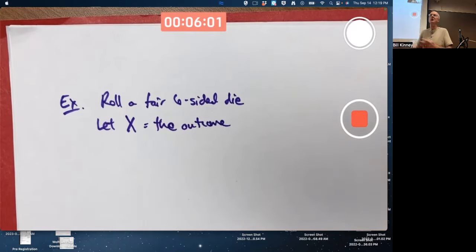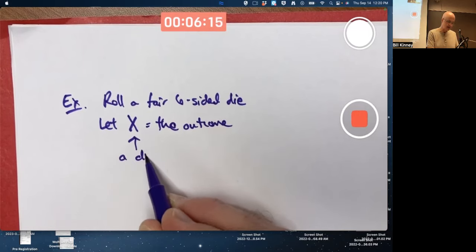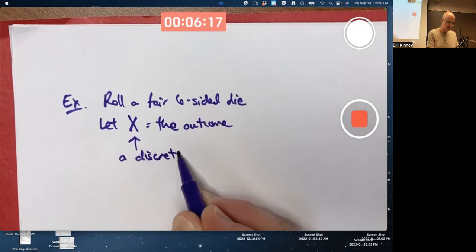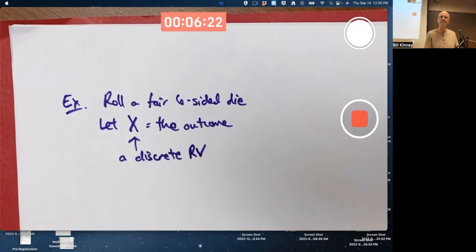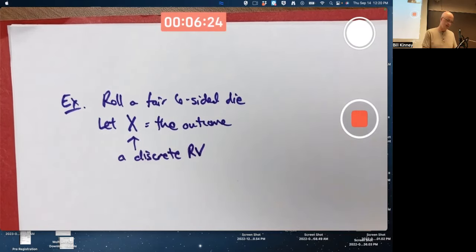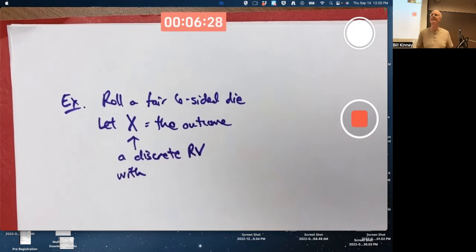Should we think of this in terms of sample spaces? Well, we could. We've done that before. Do we have to think of it in terms of sample spaces? No. We can think of it in terms of this new idea of a discrete random variable. This is a discrete random variable. I will always abbreviate it RV, with a corresponding distribution.